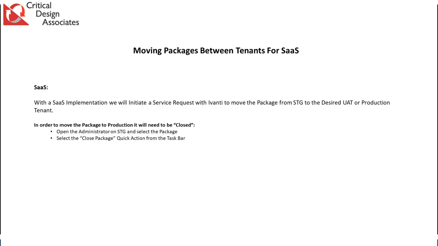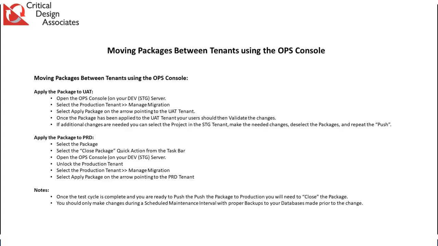If we're doing a SaaS implementation, we just need to initiate a service request with Ivanti to have them move the package that we've created in staging, where we've developed it, to either UAT or production. Typically, we'll move it to UAT. One little note here is that we'll have to close that package before we can move it to production. But we're not going to do that quite yet, and we'll demonstrate the process in our on-premise environment.